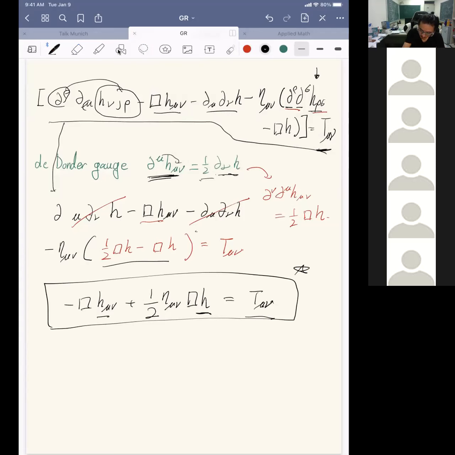And actually, we can even write this in an even simpler way. If we define h bar_μν equal to h_μν minus a half η_μν h, which is obvious that you want to do here, because this is just an overall box, then if you redefine this object, of course once you derive h bar, you can derive h.